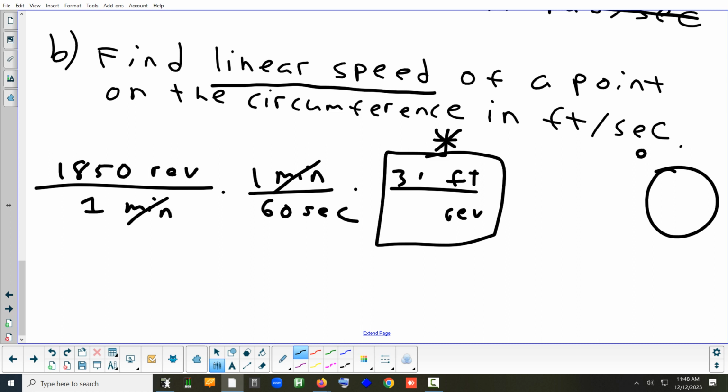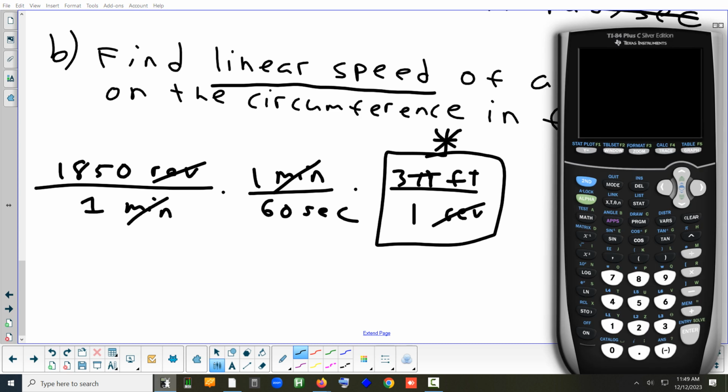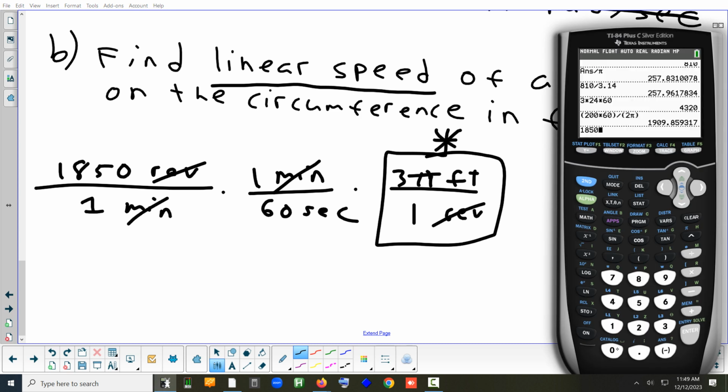So now we know that there are 3 pi feet in 1 revolution. And again, that conversion will change for every problem you do. Depends on the size circle. Alright, so now revolutions is gone. And we're just going to multiply 1850 times 3 pi. I only did times pi, so times 3. And what do I need to divide by? 60. So that's a speed of 290.6 feet per second.